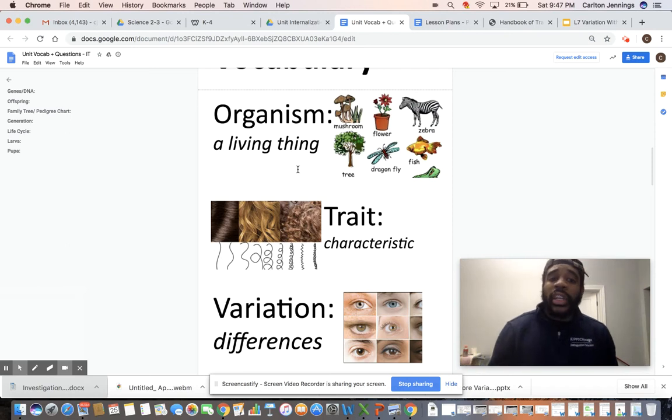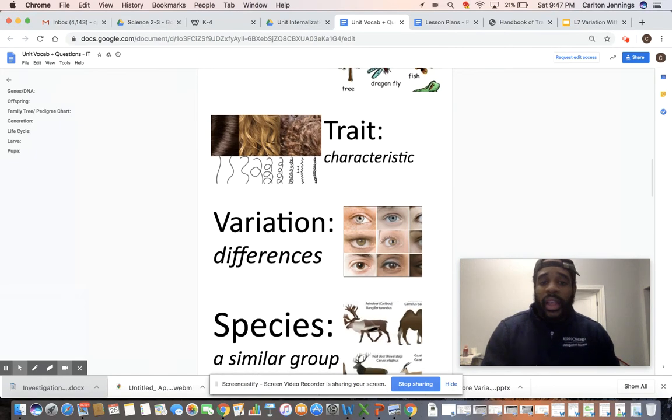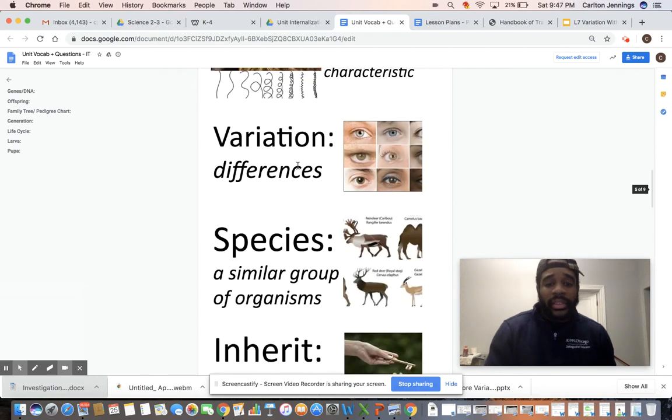Organism. Organisms are living things. Anything that is a living thing is an organism. Trait. A trait is a characteristic. This is anything that you can see and observe about different things. A trait is anything that you can observe. Variation. Variations are differences. So these are the different things that we see when we observe different things.